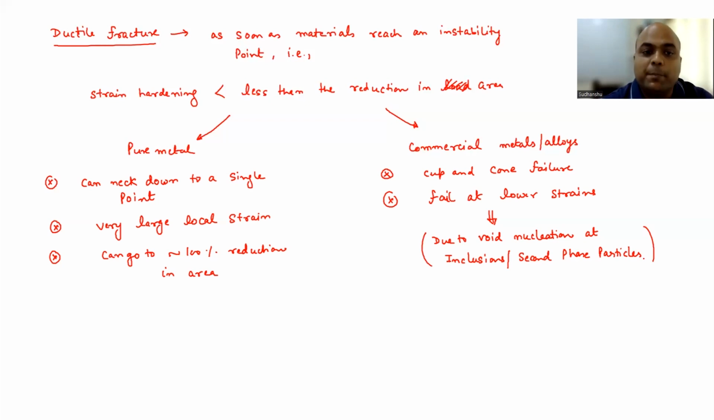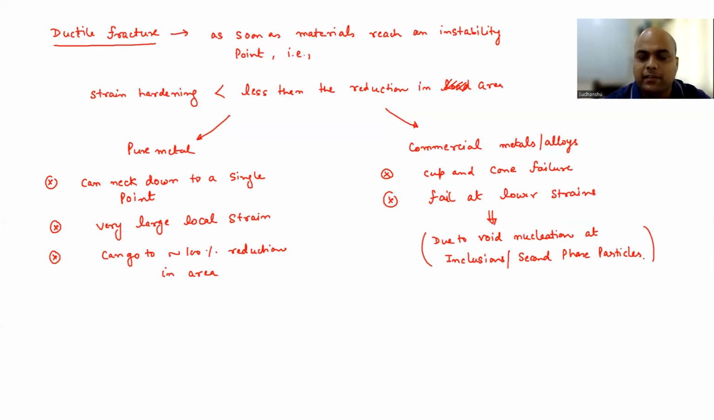So if you have pure metal, you are not going to have second phase particles or inclusions. I will show you one or two images of what I mean by inclusions and second phase particles, especially in aluminum alloy, in the next class. So when you have pure metal, you're not going to have these, so you are going to observe rupture. It will fail at a single point.